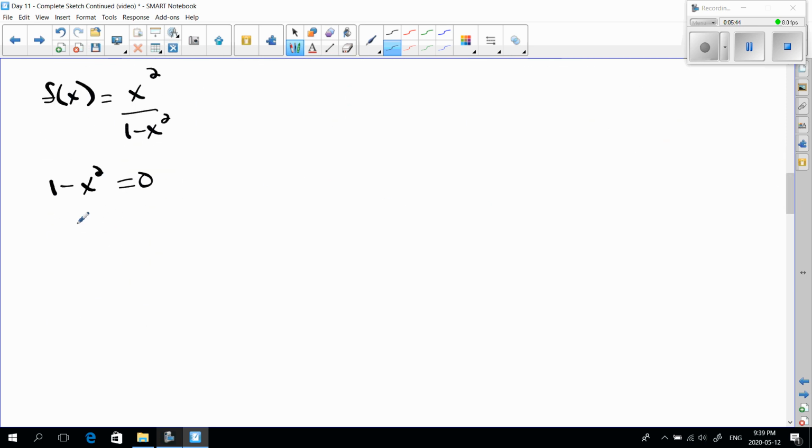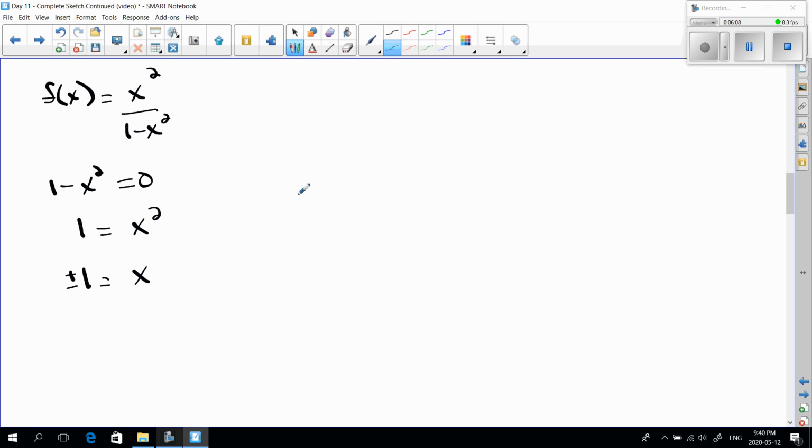All right, a couple ways I can solve this. I can factor it, or probably easiest to just move the negative x squared from the left to the right to make it a positive x squared, and then take the square root of it. But remember, when you take the square root of 1, you could get plus or minus 1. So that means there are two vertical asymptotes, one at positive 1 and one at negative 1.